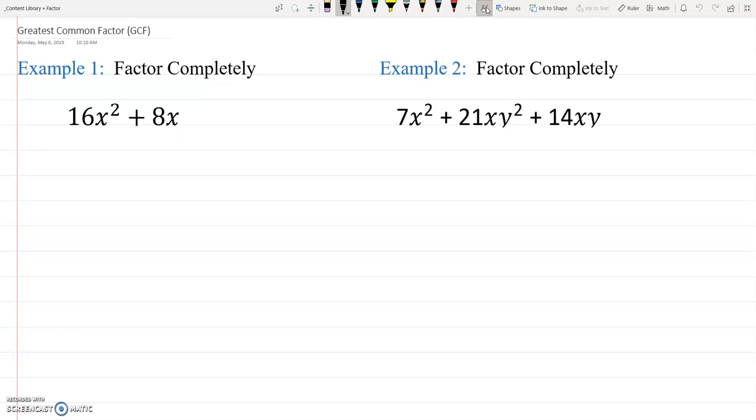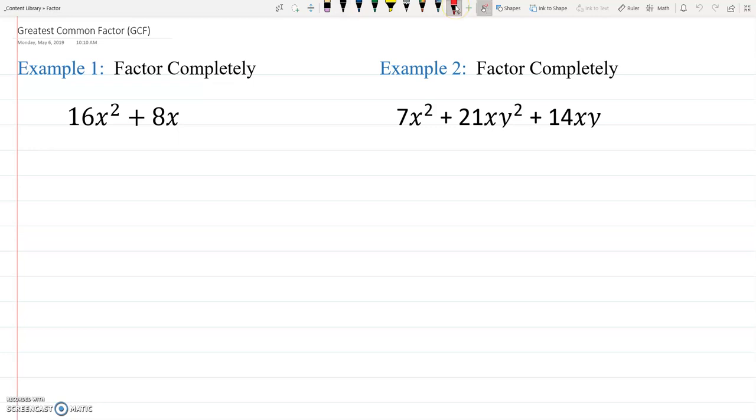What we're going to do is look at all the terms. In this case, there's two in example 1, and I'm going to see what those two terms have in common. Specifically, I'm talking about multiplication. So when I look at 16 and 8, I see there's an 8 in both, or an 8 can go into each. They both have an x, yes? First one has 2 x's, second one has 1 x. So the most I can pull out is an 8 and an x.